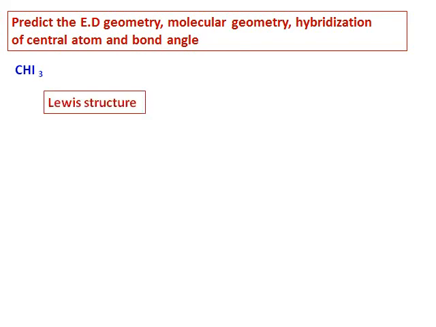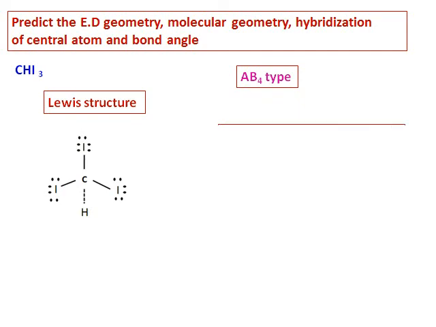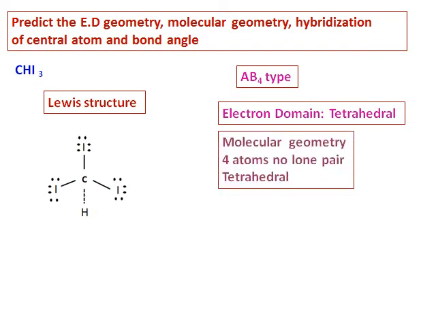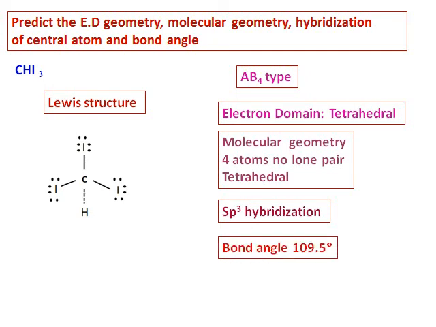CHI3 is the example. The Lewis structure of CHI3 is as shown over there. It has one central atom and 4 atoms surrounding it, and hence it is an AB4 type of molecule. I don't see any lone pair, so the electron domain is tetrahedral, and the molecular geometry for 4 atoms is also tetrahedral. And the hybridization for a tetrahedral geometry is sp3, and the bond angle is 109.5 degrees.